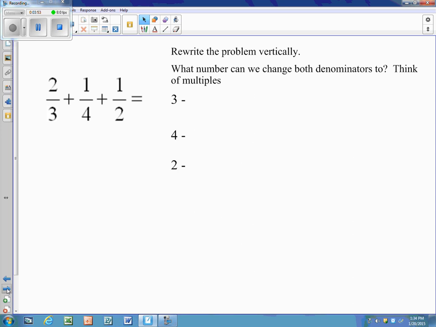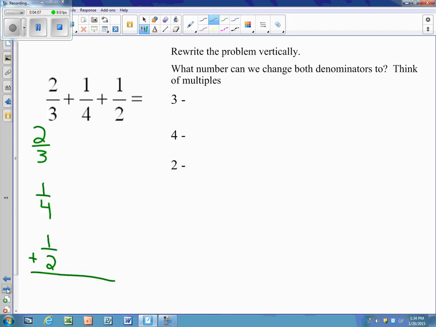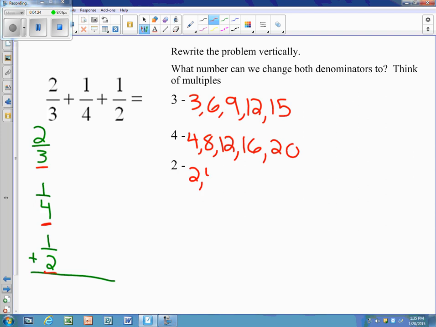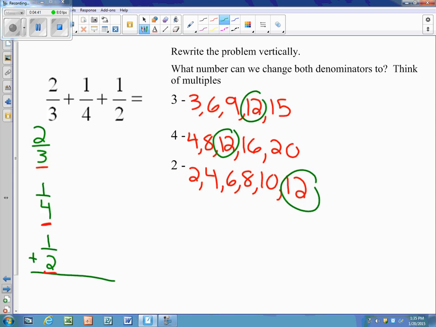This works the same way if I'm adding 3 fractions together. I can write 3 fractions vertically. And I'm just going to now use all 3 of my denominators to list multiples. So we have 3, 6, 9, 12, 15. And then we have 4, 8, 12, 16, 20. And then we have 2, 4, 6, 8, 10. And I look so far and there's nothing on all the lists. So I'm going to keep going. And I see now that 12 is on all 3 lists. So I'm going to turn all of these into 12.